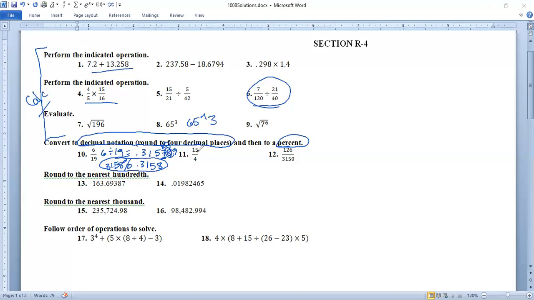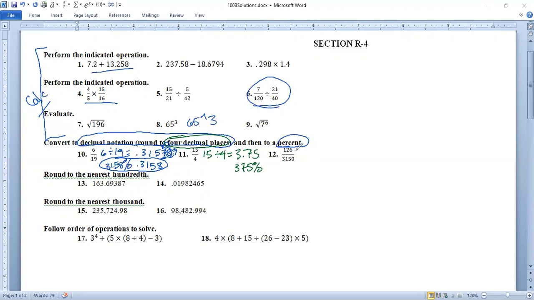Okay. 15 divided by 4. So we punch 15 divided by 4 in our calculator, and we get 3.75. Notice it doesn't go out more than 2 decimal places, so we don't have to go to the 4 decimal places. Turn it to a percent. It is 375% because we move the decimal 2 places.